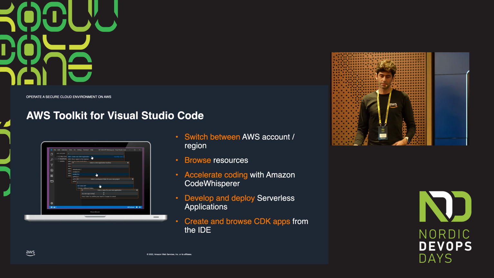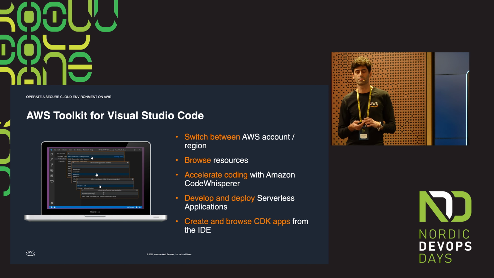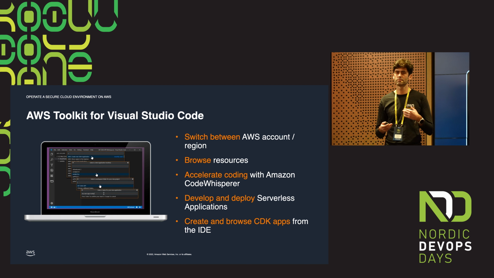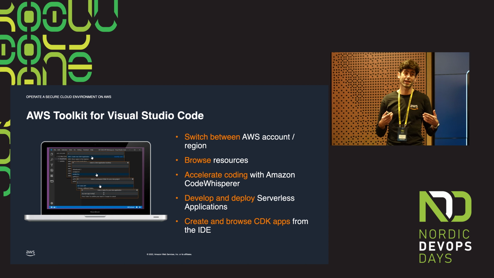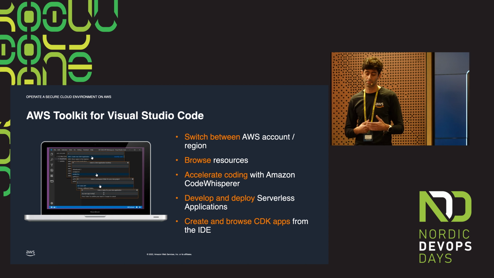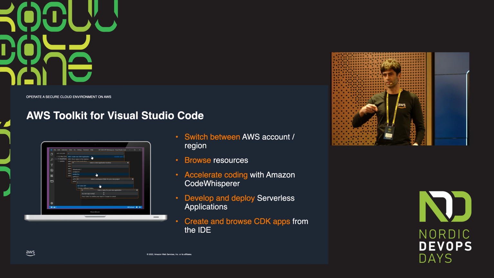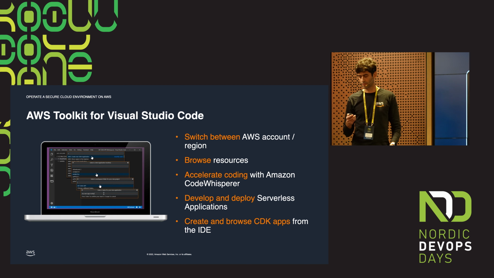I wanted to mention here, because we're talking about CDK and it being coding, familiar to people who code, there is the AWS Toolkit for Visual Studio Code. For those who use Visual Studio Code, it's a great way to create, manage, and deploy your CDK apps. Also accelerate coding. I don't know if you've heard about Amazon Code Whisperer, kind of like GitHub Copilot, but it's trained on a lot of AWS-specific source code, like CloudFormation templates and CDK code. So it might be useful. Right, and you can switch between accounts and regions very easily and list the resources you have from the Visual Studio console.